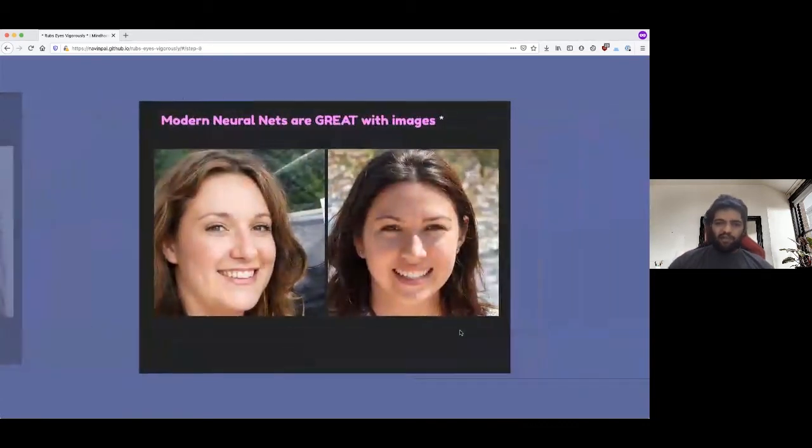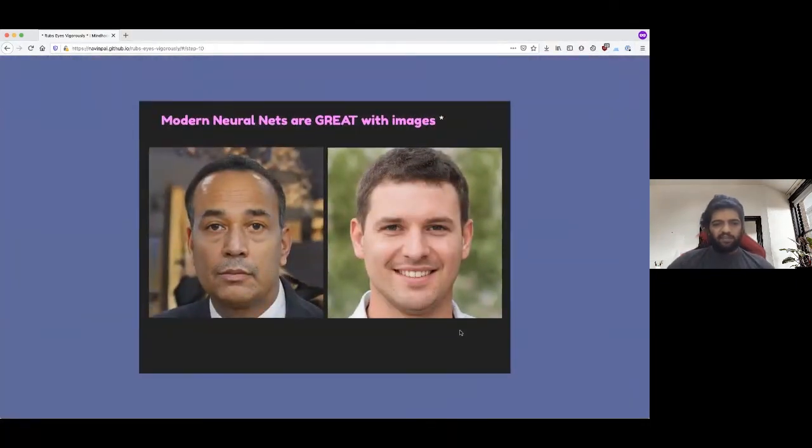So we'll go on to another example here. You have the left is A and the right is B. Again, one of these, let's say, is by a neural net, and the other is an actual human being's photograph. And if you have your answers, we'll go to the next one. So this is a slightly harder one because they're not directly comparable. The left is A and the right is B.